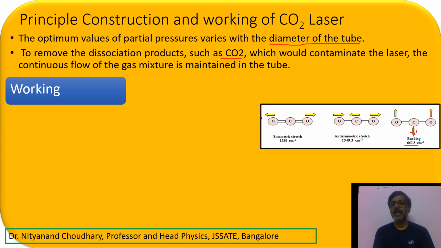So this is the type of vibration that we have in the case of carbon dioxide. What we are saying is that the molecule is going to be available in three vibrational states: symmetric, antisymmetric or asymmetric, and bending. All of these have different energy, and with respect to this, we are going to understand how the carbon dioxide laser is going to work.